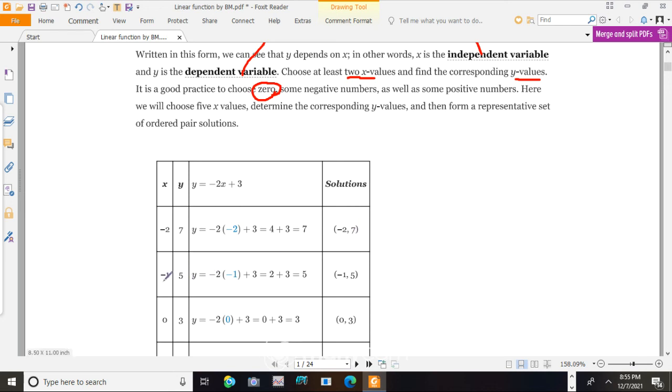If you substitute minus 1 again, what is the value of y? It's 5. How can you show it? y is equal to minus 2 times, instead of x you put minus 1, plus 3, which means minus 2 times minus 1 is 2, plus 3 is 5. So minus 1 and 5 will be the solution.